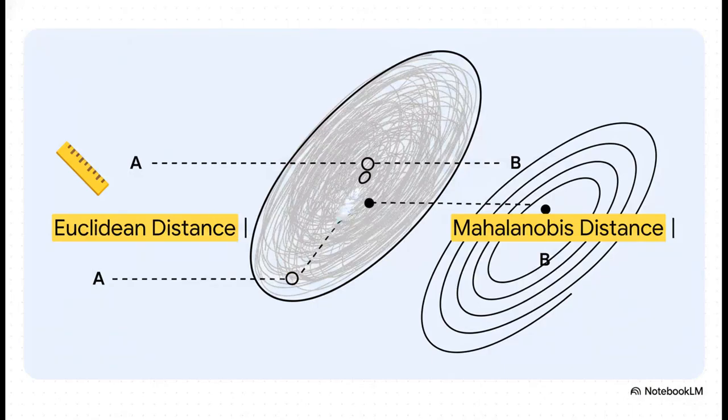Think of it like this. A regular ruler, what we call Euclidean distance, just measures in a straight line. It's totally blind to the shape of the data cloud. It might tell you a point is far away, even if it's sitting right in the middle of a long, skinny cloud. But the Mahalanobis distance, it's like a smart ruler. It understands the terrain of your data. It stretches and squishes its measurements to give you a much more meaningful sense of statistical distance. This is an absolute game changer because it lets our algorithms understand context.